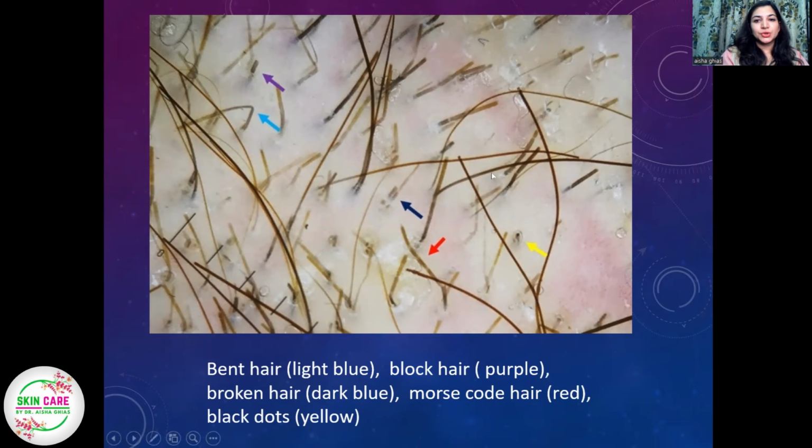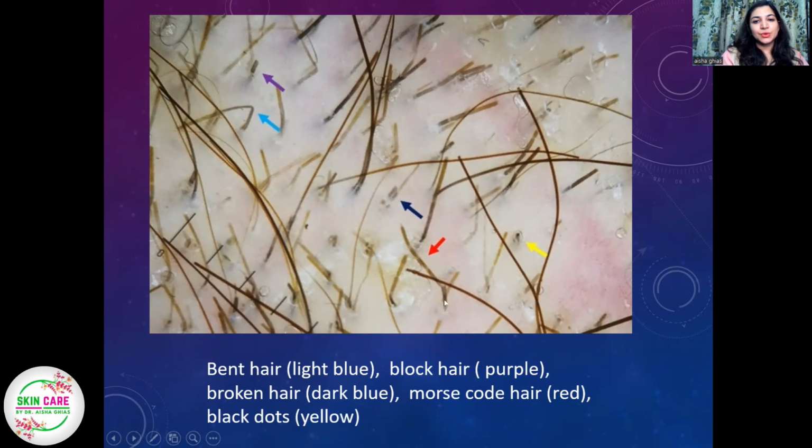Okay, so this picture shows many features of tinea capitis. For example, the light blue arrow is showing you bent hair. The hair is bent over here because of the weakness in the hair shaft, because it is being destroyed by the fungal spores. And then block hair. The thickness of the hair is the same, but a small stud-like hair is visible. It is obviously broken. And the thickness is the same distally as well as proximally. It's darker. So it's called the block hair, shown by the purple arrow. And then broken hair, dark blue arrow, the broken hair over here.